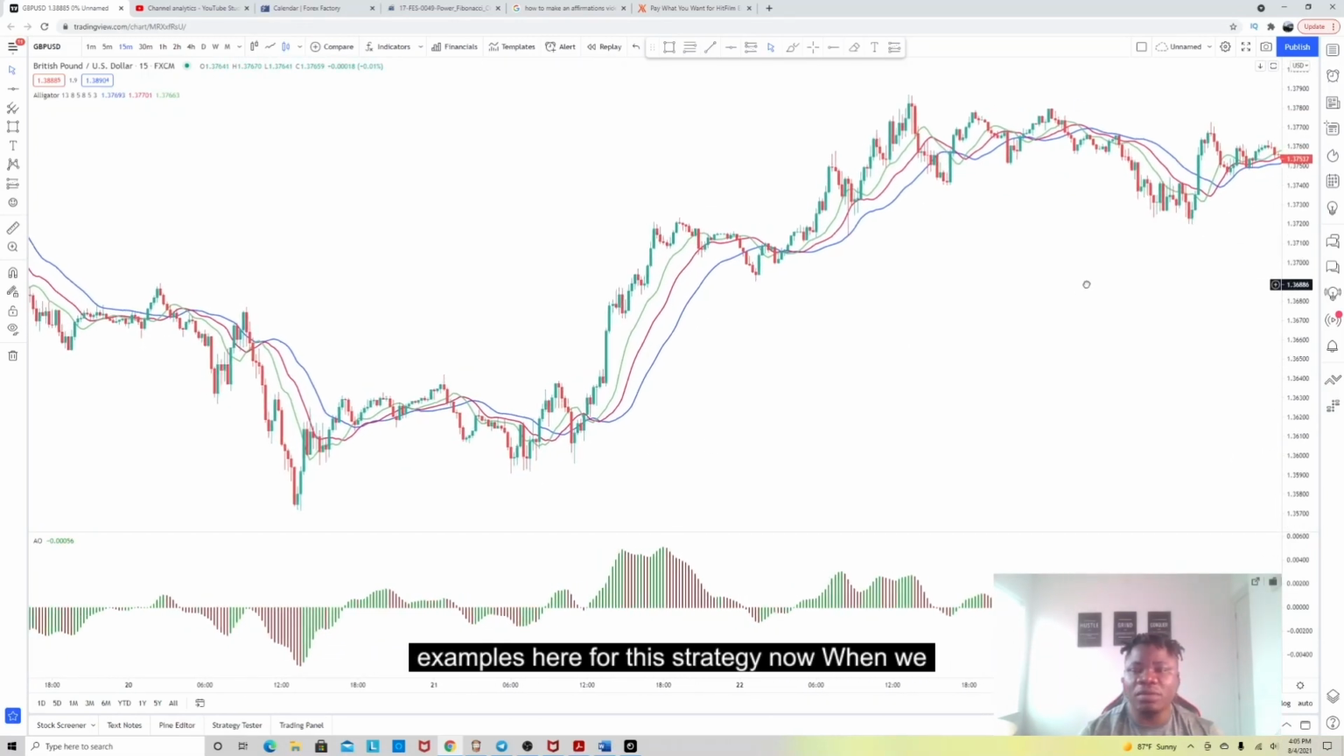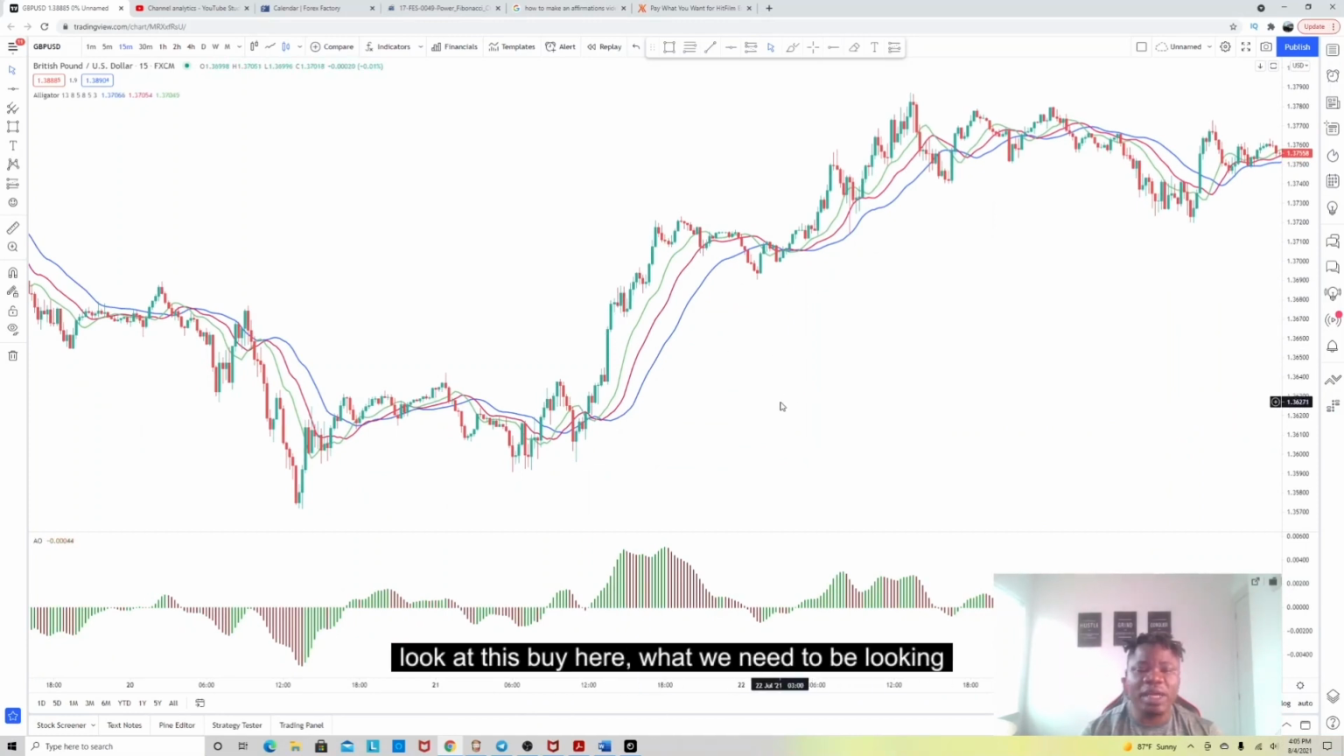Now when we look at this bar here, what we need to be looking out for is when we have the green line crossing these other two lines, this Alligator indicator here. Once we have this green line cross over the other two lines, we're looking for buys, and we need to make sure that they are wide open. When it's wide open like this, it simply means the alligator mouth is wide open and is ready to feast.